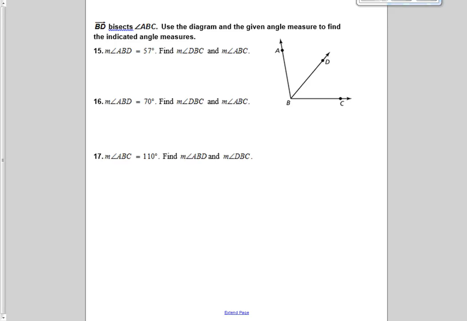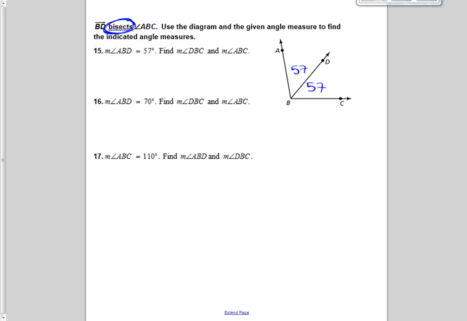All right, here's the key to all these. That's funny, it's kind of already underlined with the grammar error. But this idea of bisects means that both these angles have the same measure. So if they tell us that ABD is 57, then what's DBC? 57. That's pretty nice, huh? So what's the whole thing? 114. That's the max of it.